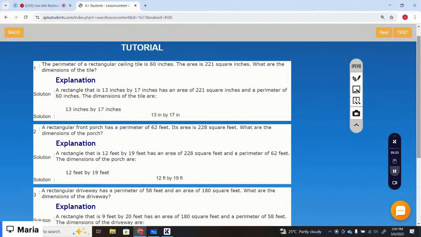So you are given the perimeter equals 60. The perimeter is the sum of all the side lengths and the area is 221. Area is side times side. What are the dimensions of the tile? You need to find two numbers that when multiplied make 221, and when you add all the side lengths the sum is 60. So 13 times 17 it is.